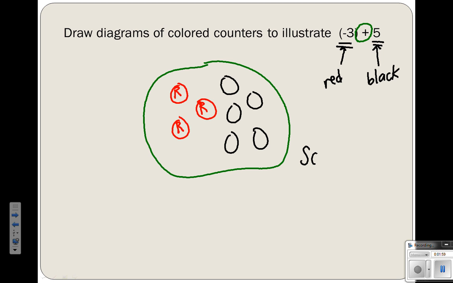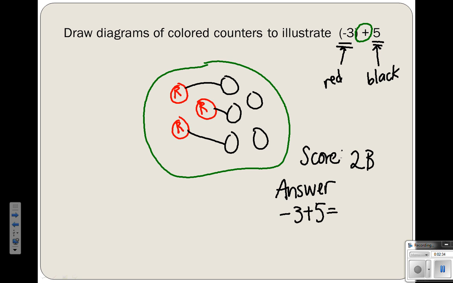They are going to ask you to score your answer. Your answer score is whatever you have remaining. So basically, if I have 3 red and 3 black, this red and this black, this red and this black, and these cancel each other out, or zero each other out, then I'm left with 2, and we put a B behind it to indicate black. So my score for my colored counters is 2 black. My actual answer to the computation of -3 plus 5, if my score is 2 black, black indicates positive, so my answer is just a +2.